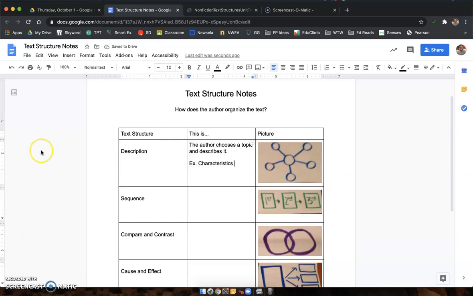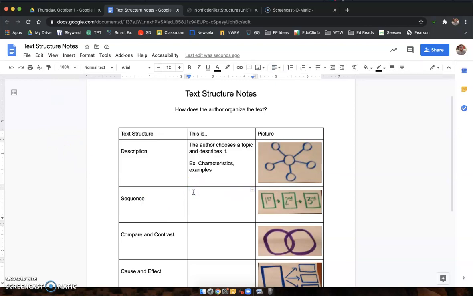You might see characteristics. Like if you think about maybe a volcano, right? So you're thinking about different things that make up a volcano. You might think of examples. Okay, so it's an author choosing a topic and just telling us about it. Okay, so it's just giving us different descriptions of the topic the author has chosen. Okay, that was pretty easy.